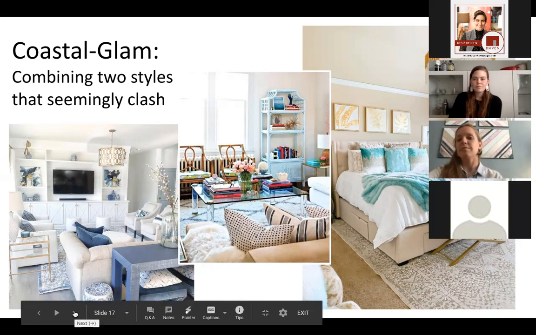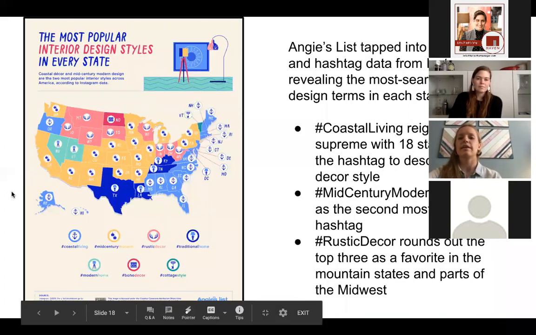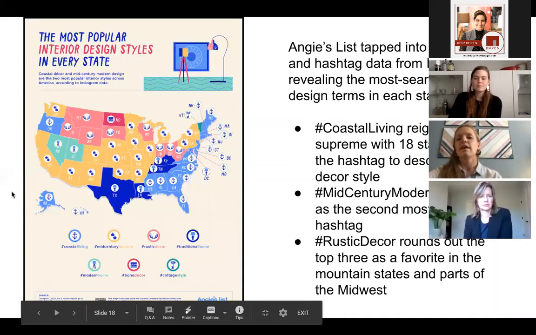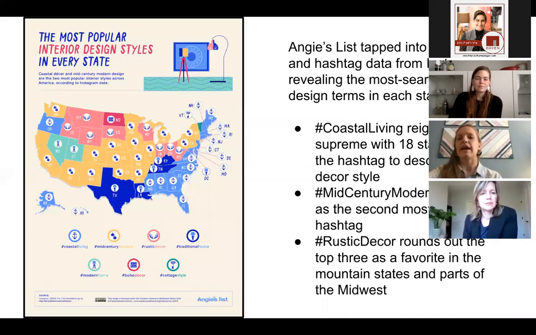And then finally, before I hand it over to Lydia to talk about room refreshes, I just saw this graphic the other day and thought it was so interesting. So Angie's List sorted through all of the top design hashtags on Instagram and tracked each hashtag's location data state by state. And I thought it was really interesting what the three most popular styles ended up being, and also the different states that gravitate toward them. So see if there are any surprises for you in this too.